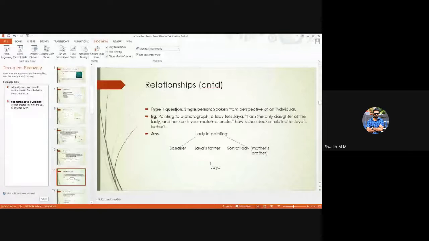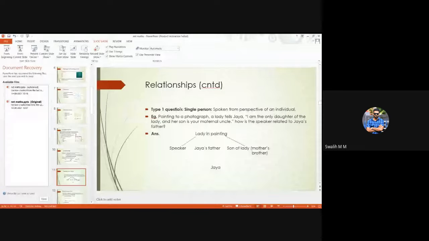I'll give you an example of a question. In relationship, you will generally get two types of questions. First is type 1, single person. That is, a person will speak. Like this example that is given. The person is pointing to a photograph and telling another person that I am so and so of this person. That is the concept of the first type of questions.